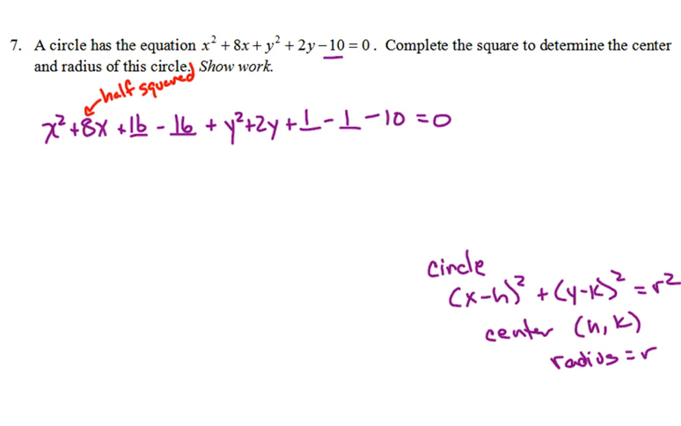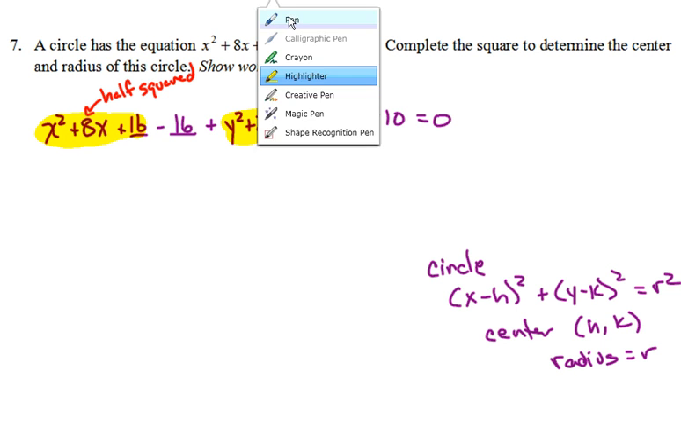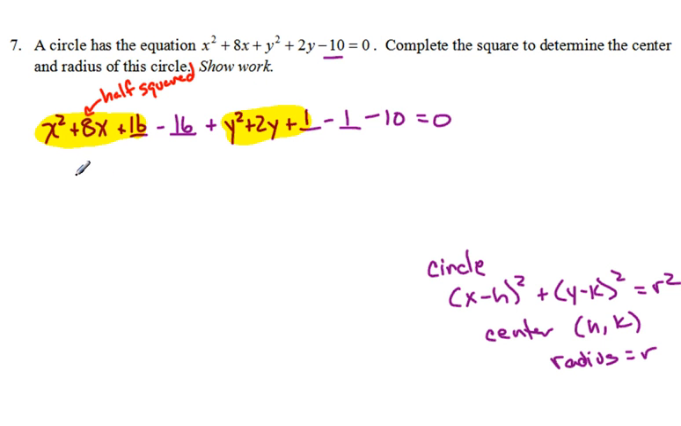Now to keep track of what we're doing, I'm going to just use a highlighter. This first part is a perfect square, and so is this part right here. So we're going to write those parts, factoring them. They were made so that they would be perfect squares, so this one is (x plus 4) squared, and the second one is (y plus 1) squared.